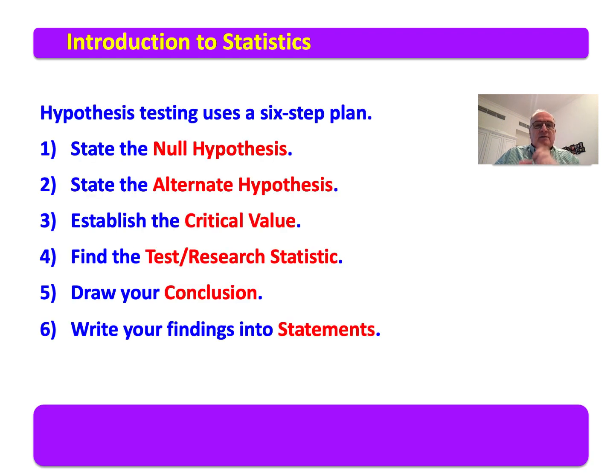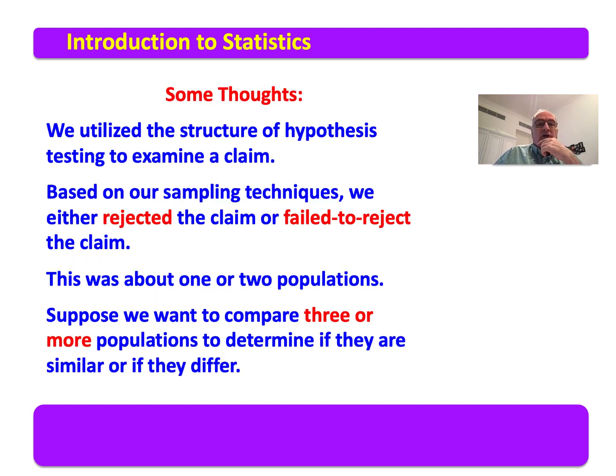Now, you will recall the steps of hypothesis testing. Using a 6-step plan, you state the null hypothesis, the alternate hypothesis, establish the critical value, and you find the test statistic. You draw your conclusion and you write your finding into statements. We utilize the structure of hypothesis testing to examine a claim, and based on our sampling techniques, we will either reject the claim or fail to reject the claim. And I point out to you that in hypothesis testing, we have only two options. We either fail to reject H0 or we reject H0. Those are the only two options that we have.